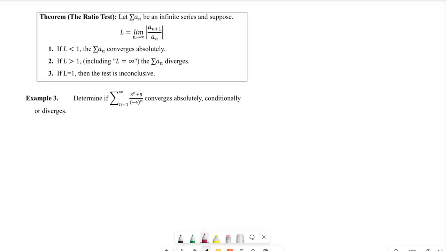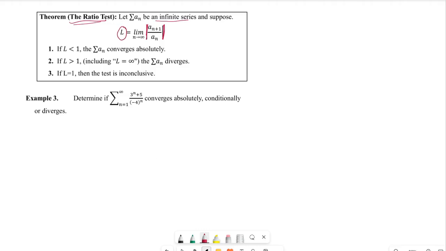Here we are going to learn a very important test to check the convergence and divergence of the series. Let's state this test first. It's called the ratio test. Let the sum of a_n be an infinite series. Suppose that we find the limit of the ratio of two consecutive terms. You guys notice this is the absolute value of a_(n+1) divided by a_n, limit as n approaches infinity. Suppose we find this limit.